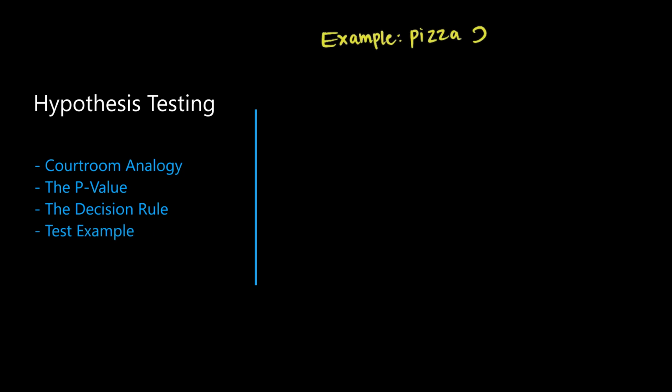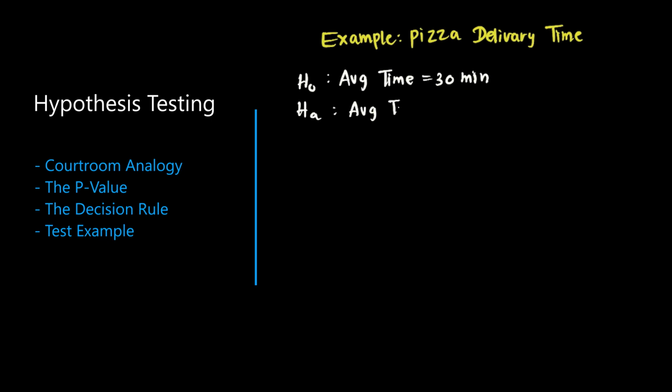A pizza company wants to know if a new recipe reduces their average delivery time from the current 30 minutes. The null hypothesis H0 is that the average delivery time is still 30 minutes. The alternative HA is that the average time is now less than 30 minutes.